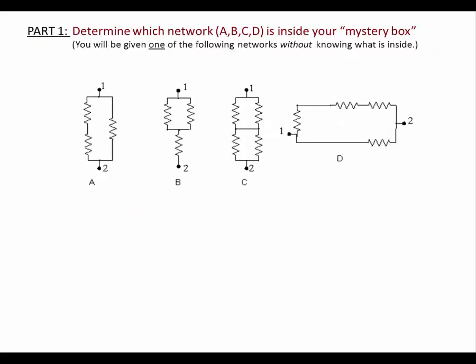The first part of the lab asks you to determine which of the networks A, B, C, or D is inside the mystery box that you will be assigned by the lab TA. You will be given one of the following networks without knowing what is inside, and it's your job to determine which network you have. To illustrate one possible method of determining which network you have, let's suppose that you are assigned network A. You will next make some measurements on the network to see if you can figure out which one it is. The key to this problem is that all resistors have a value of 10 kiloohms.